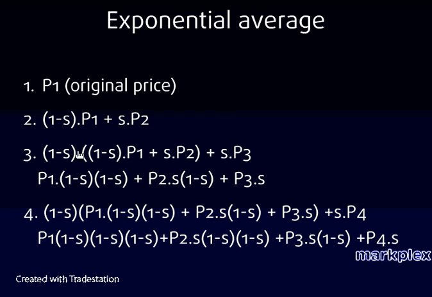And if we just go further, we'll see on bar 3, 1 minus s times the exponential average of the previous bar, which is this stuff here, plus the smoothing factor times P3. And if we multiply that out, we'll start to see a pattern emerging. P1 times (1 minus s) squared plus P2 times s times (1 minus s) plus P3 times s. And we can just go further on the fourth bar. The formula would look like this.